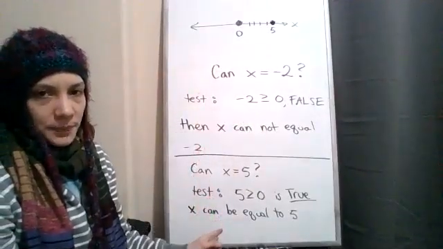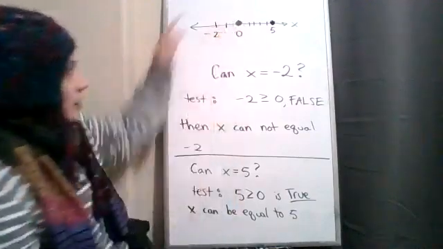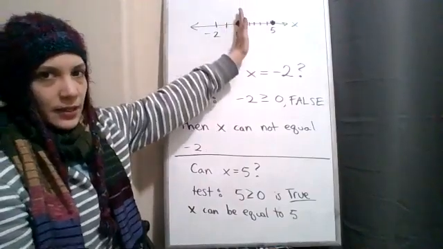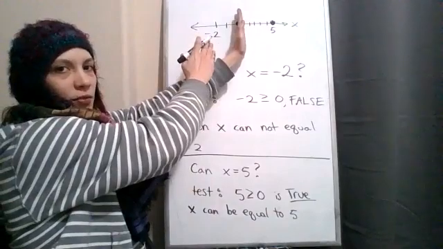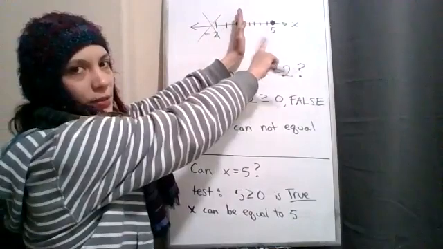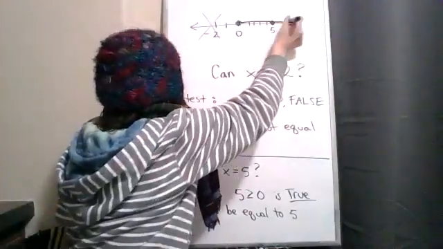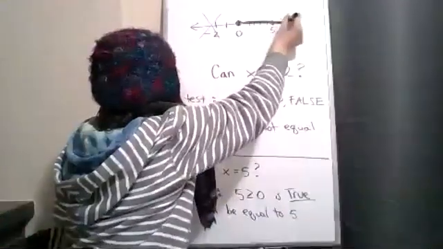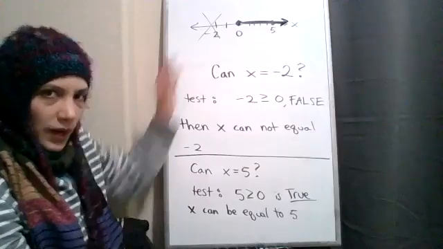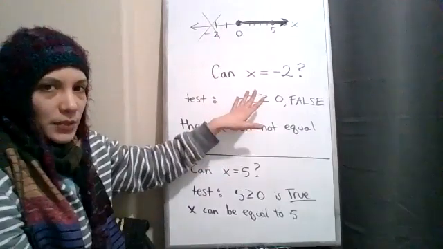Same for -2. So we had a false, okay, with 0 is kind of like the divider. And on this side we tested -2 and got false. This side we tested 5 and it was true. We're going to select that side. So if you're ever unsure about how you've drawn your graph, you can do some testing and just think about what x could be.